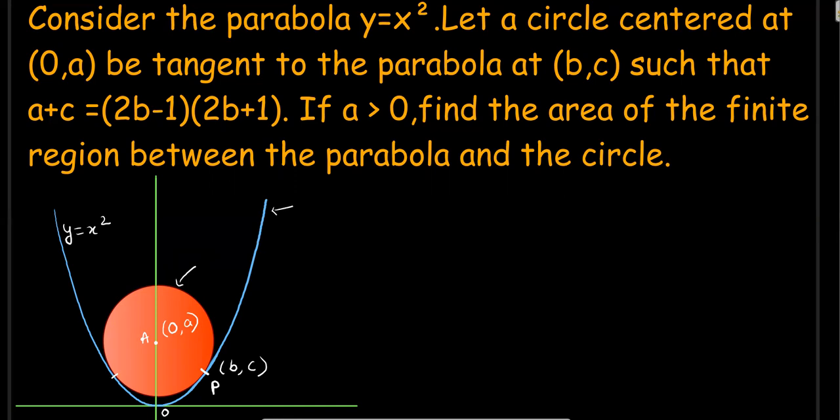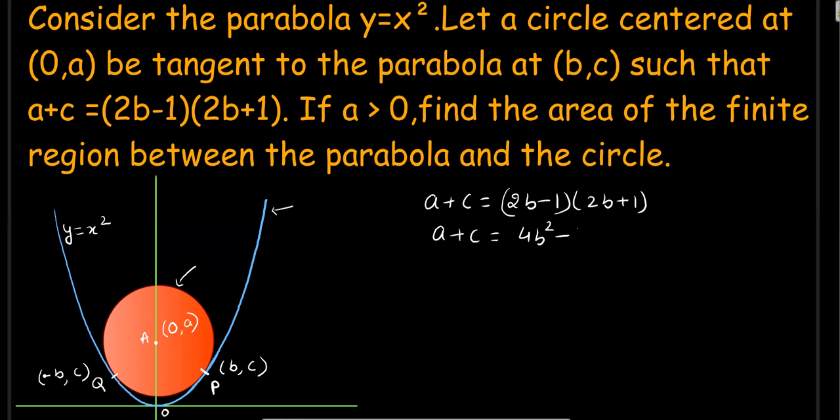Symmetry says that the point (b, c) and the other point, if I write the other point as Q, this is going to have the x-coordinate minus b, c. So I'm just assuming that b is positive without loss of generality. Fine. So the circle touches the parabola at (b, c) such that, now the first condition, the relation that they have provided between a, b and c, is a plus c is (2b minus 1) multiplied by (2b plus 1), which I can write as a plus c is equal to 4b squared minus 1. I'm just writing it inside a box and marking it as the first relation.